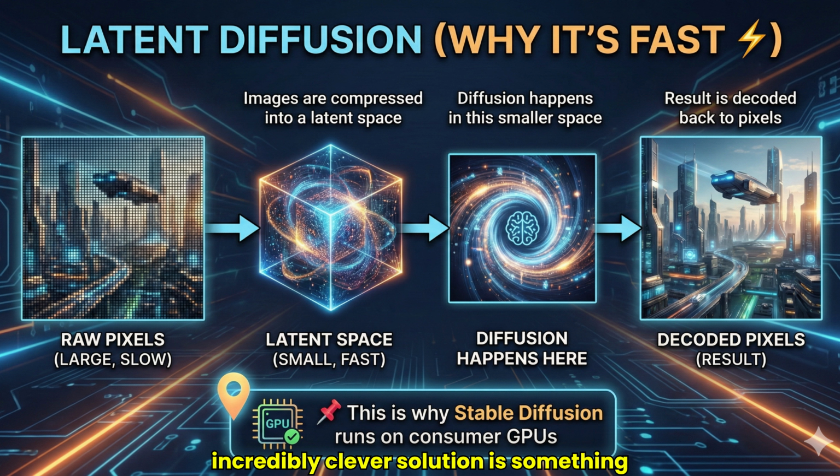The incredibly clever solution is something called latent diffusion. See, instead of working on that massive pixel image directly, the AI first compresses it down into a much, much smaller but still data-rich representation. We call this latent space. It does all the hard work, the entire denoising process we talked about, in this tiny compact space, which is thousands of times faster. Then once it's done, it just decodes the results back into a beautiful full-sized image. This is the secret sauce that makes these models so incredibly fast and efficient.